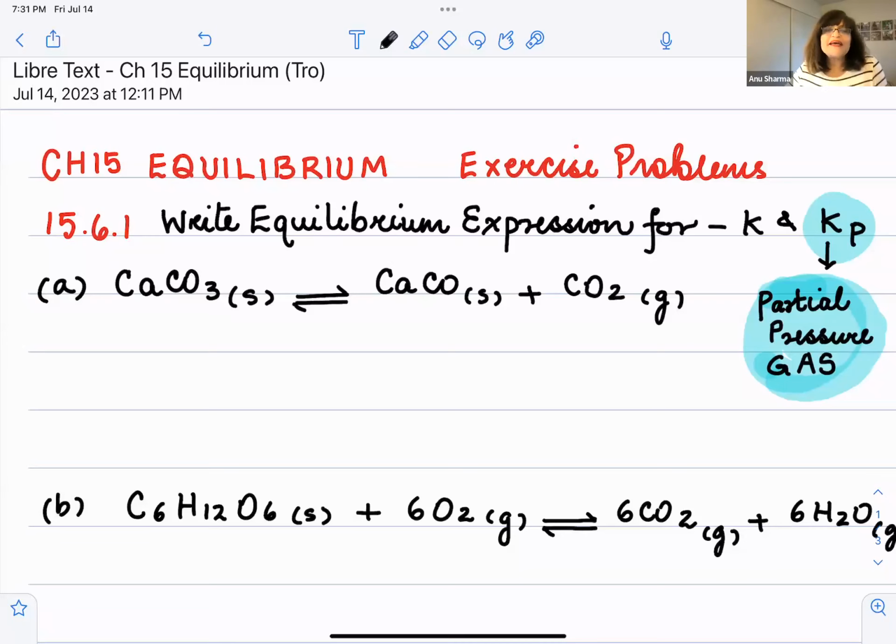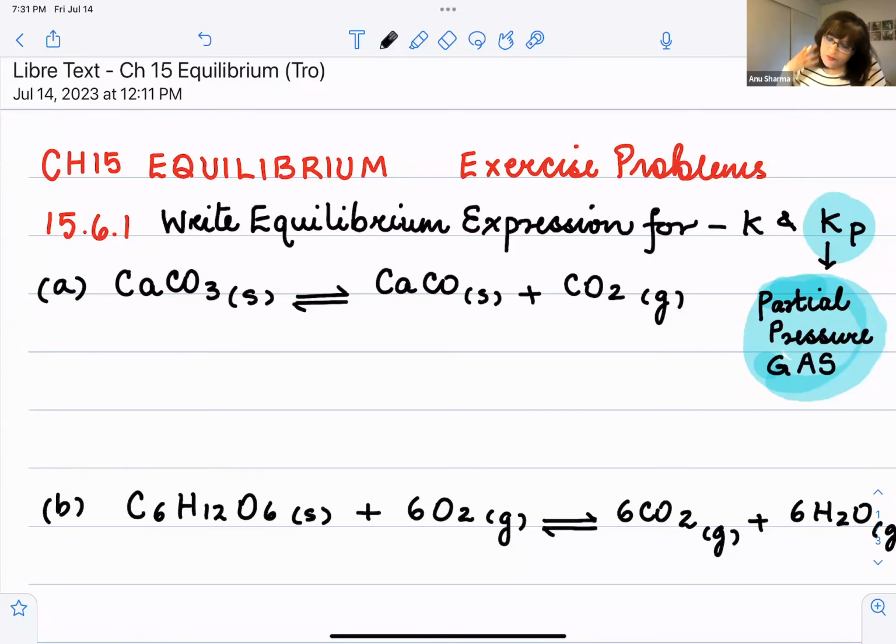Hi, guys. Okay, so let's look at the exercise problems from chapter 15 on equilibrium. This is from the LibreTexts Introductory Chemistry book. Okay, so here's the first question, 15.6.1. Here we are being asked to write the equilibrium expression for two reactions they have given us. We need to write the equilibrium expression K and Kp.